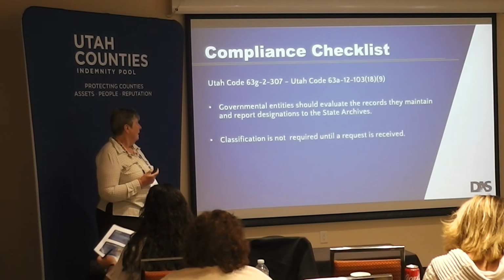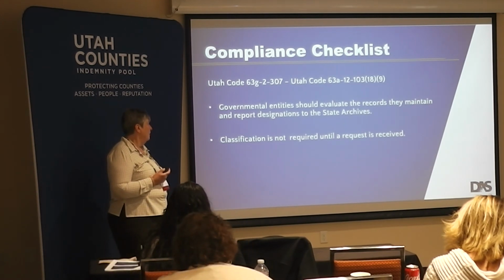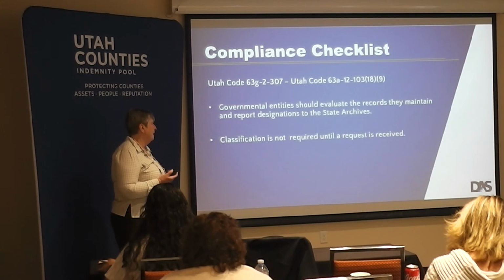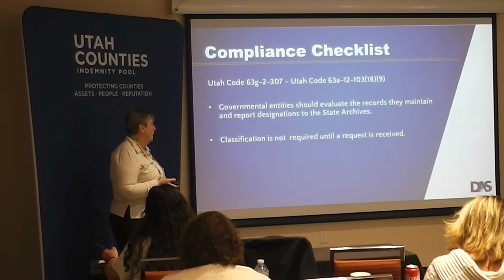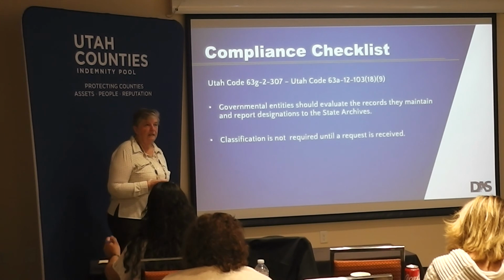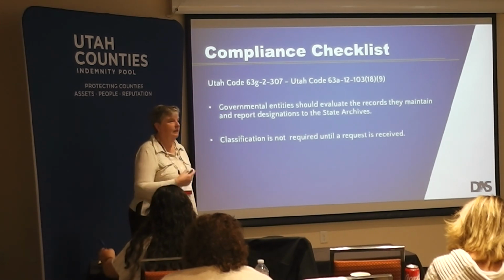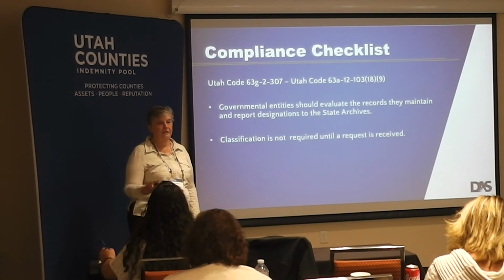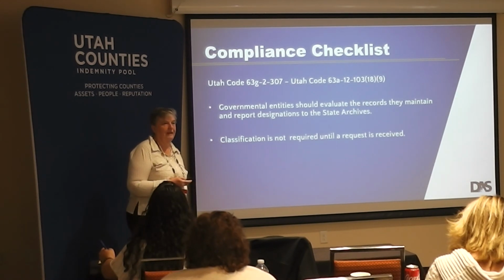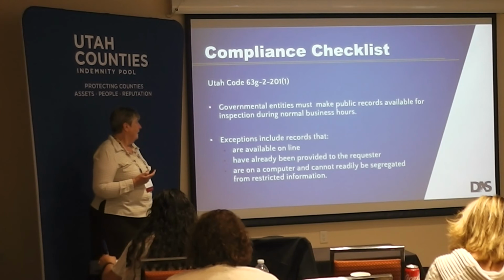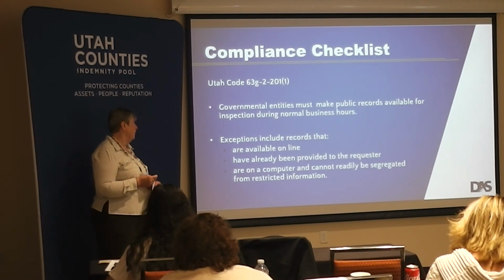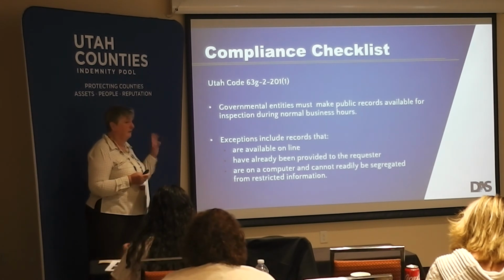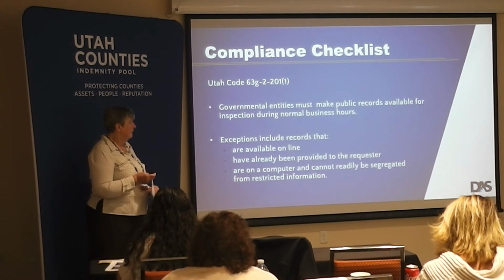And then governmental entities should evaluate the records they maintain and report designations to the state archives. That's in the law, but it needs to be updated because the archives couldn't possibly gather all of the classifications of all of your records and actually keep track of that. And then governmental entities must make public records available for inspection during normal business hours, and we talked about that earlier.